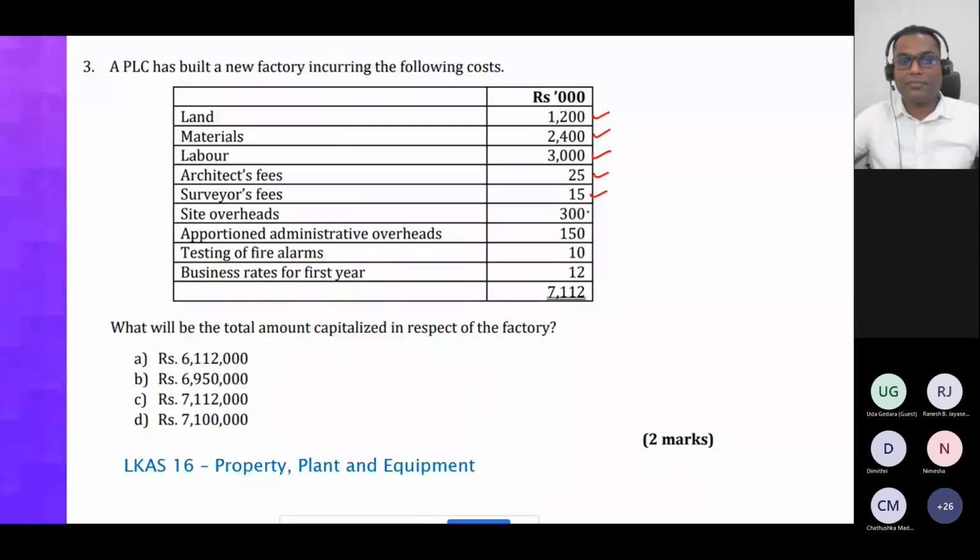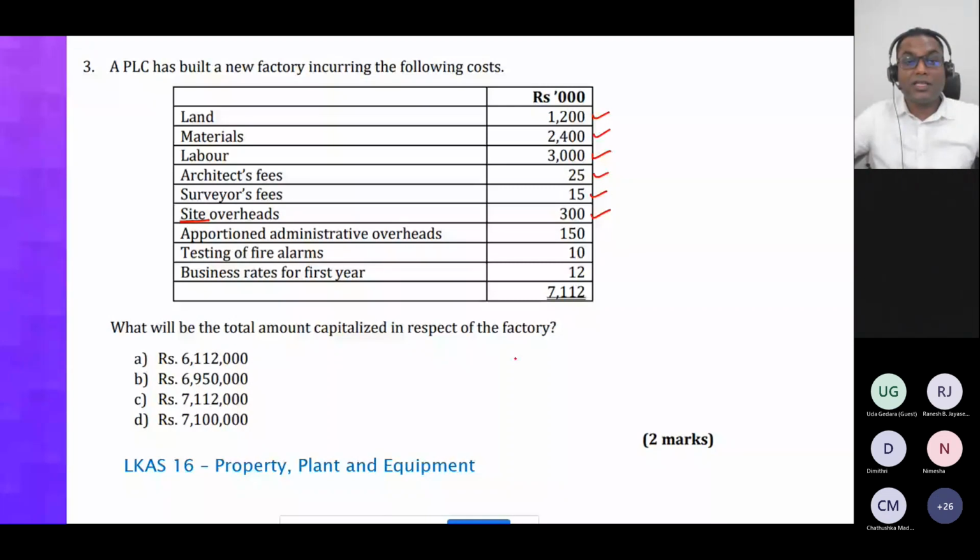Site overheads, what do you say? Site overheads, a lot of people confuse here. There can be directly attributable overheads. Example, let's say for this particular project, you hired a supervisor, not an existing supervisor. You hired a supervisor for this project and his salary. Then whatever consumables that you incurred, so on that you spent. So these are what specifically mentioned as site overheads. So directly attributable site overheads you can capitalize.